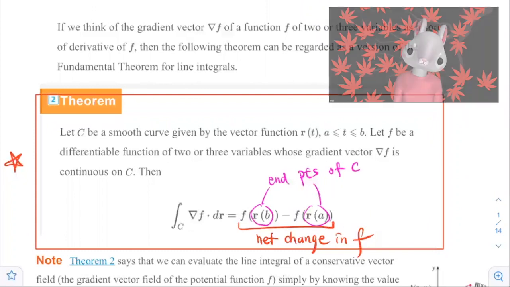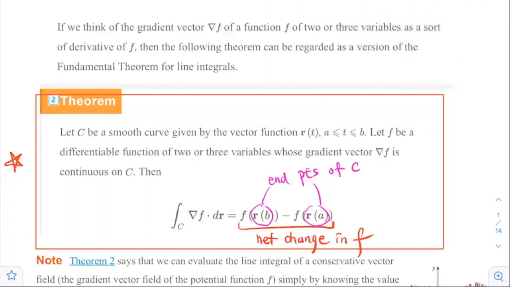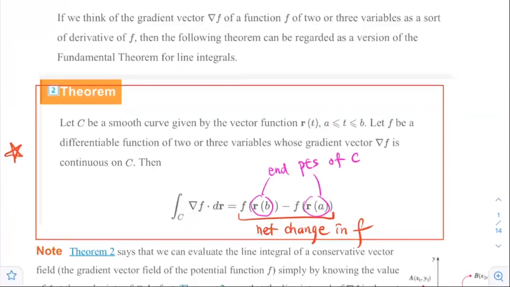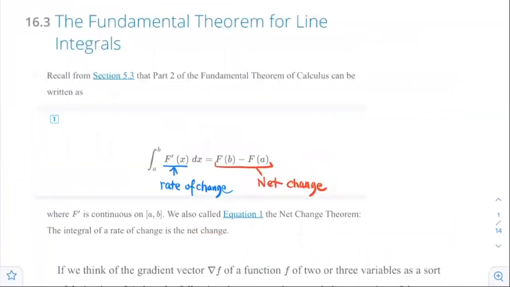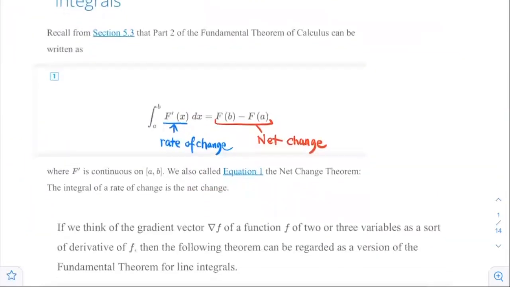So one important thing that we learned today is if C here is a smooth curve given by this vector function, and the small f is a differentiable function of 2 or 3 variables, whose gradient of f is continuous on this curve C, then we can find this line integral by finding the net change of this function at the endpoints of C, which is an analog to the net change theorem we learned in calculus 1.